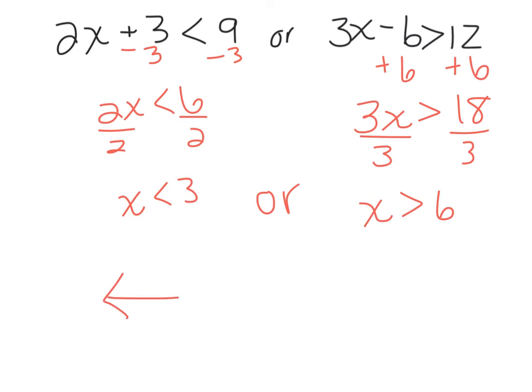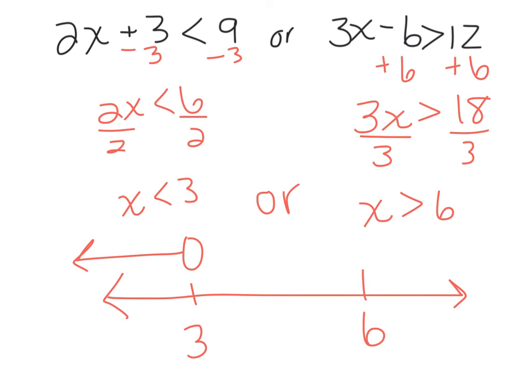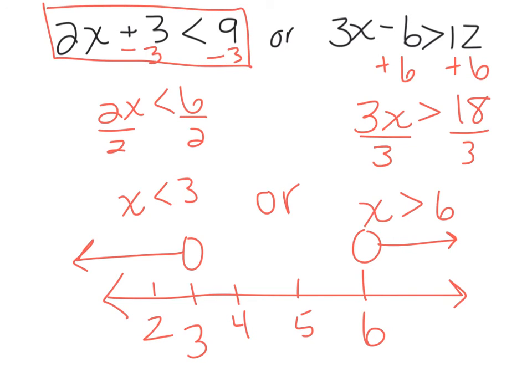So if I look at a number line, my solutions are numbers that are less than 3 or numbers that are greater than 6. A number like 4 or 5 is not going to be a solution because it's not a solution to either inequality. But a number like 2 will be because if I plug in 2 to this inequality, I get a true statement.